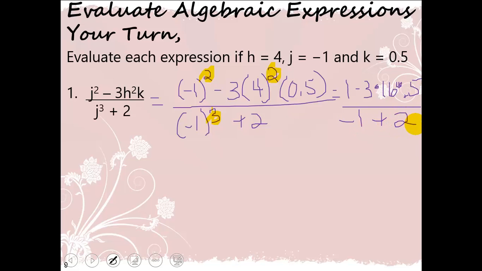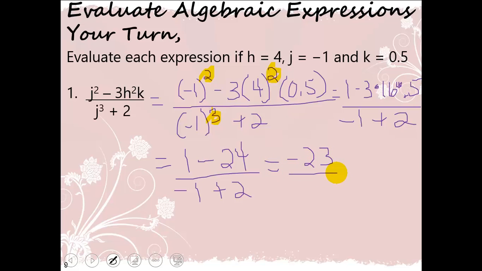So now in the top, I have to do multiplication first. So I have negative 1 minus 3 times 16 is 48. Half of 48 is 24. And negative 1 plus 2. And now I can add and subtract on the top, negative 23. Add or subtract on the bottom, 1. So I get negative 23 as my final answer.